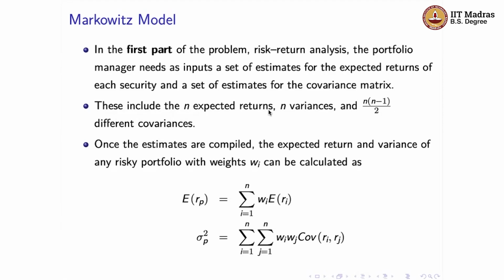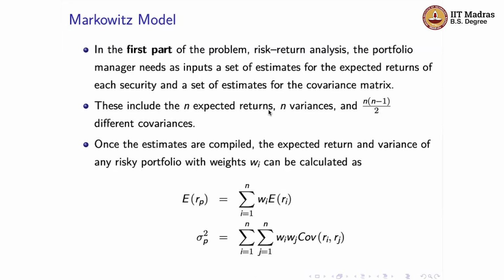Now, what do we mean by the covariance matrix? This is the matrix which contains the variances of each of these n risky assets. So we require information about n of these variances. And we also require information about the covariance between the different risky assets, right? So how many such covariances do we need? Well, the covariance matrix will be n cross n, so the total number of entries will be n squared.